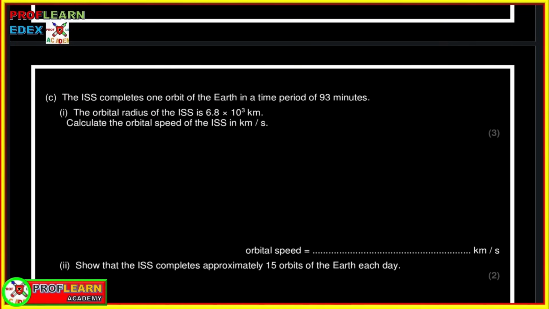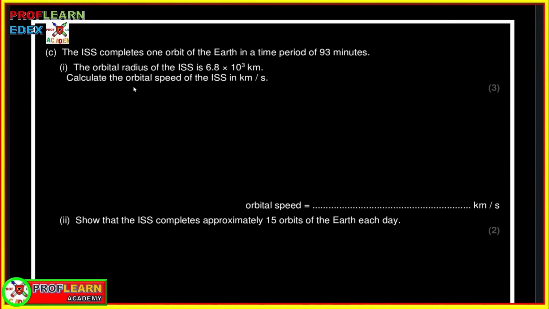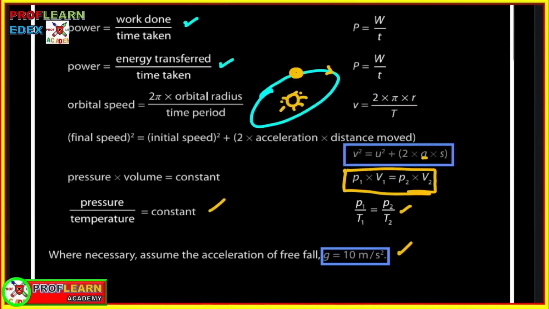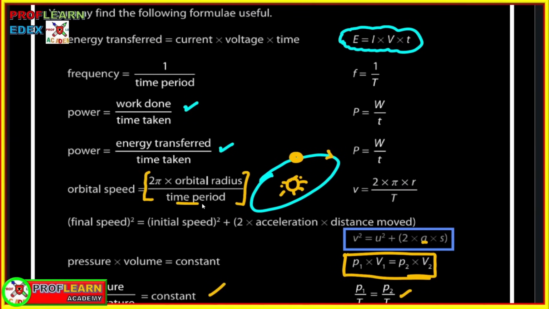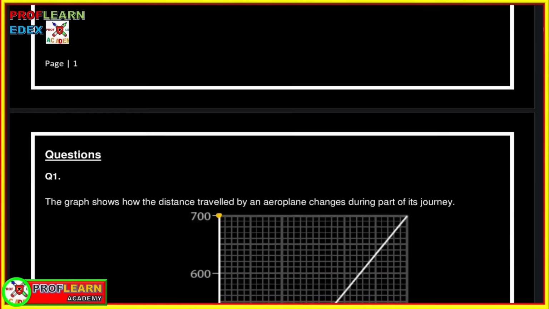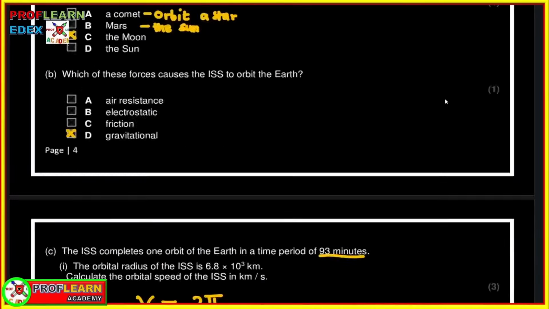So we need to write the formula that you can use in order to work out this particular question. And we say that the orbital speed is given by 2 pi r over T, where r is the radius of that particular orbit. And then we also know that the periodic time was provided in this particular question. So let's work it out.